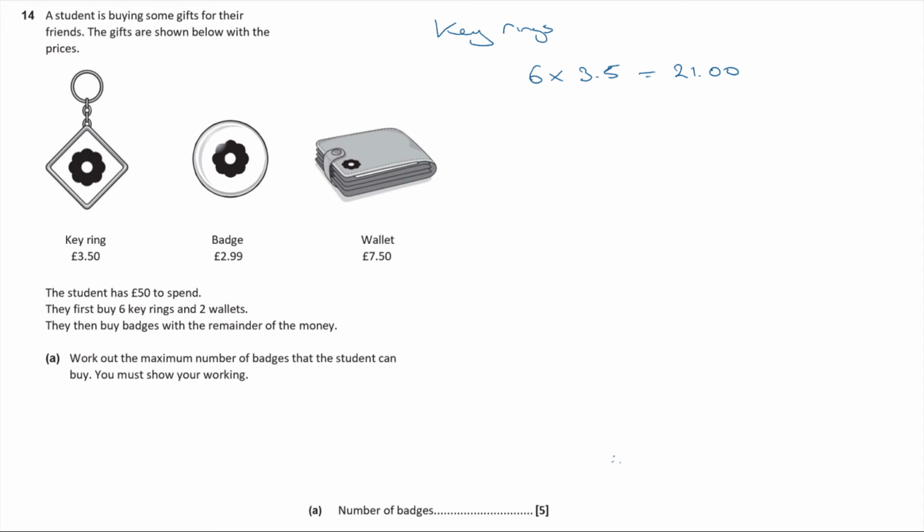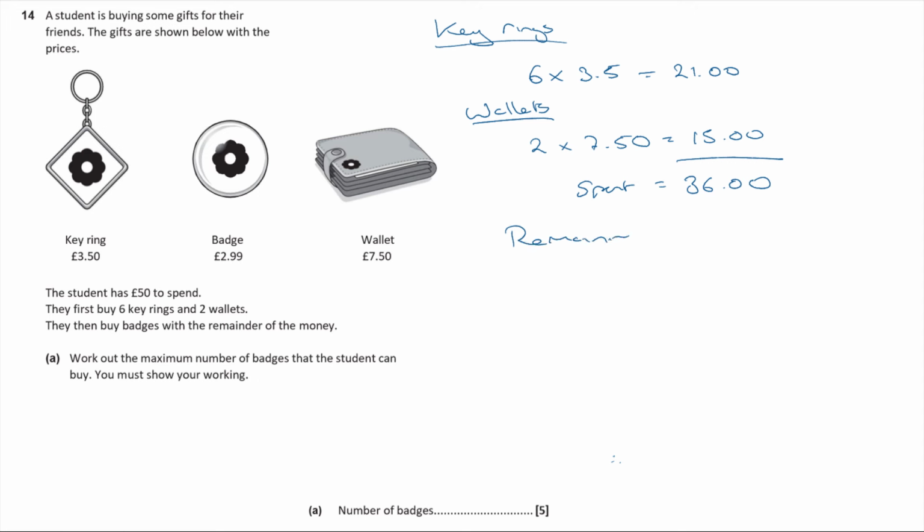Then she buys wallets. How much did she spend on wallets? So she's got 2 of those at £7.50 each. So double £7.50, that's £15, isn't it? So adding those together, how much is that altogether? So she spent 21 and 15, that adds up to £36. So what's she got remaining? She's remaining with the £50 she had to start with minus the £36 that she's just spent. So 50 minus 36, that is 14. So she's got £14 remaining, and that's the money that she's got to buy badges with.